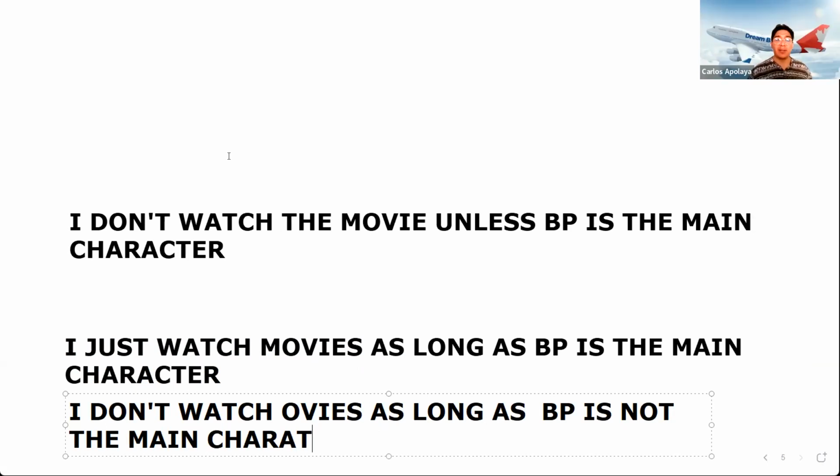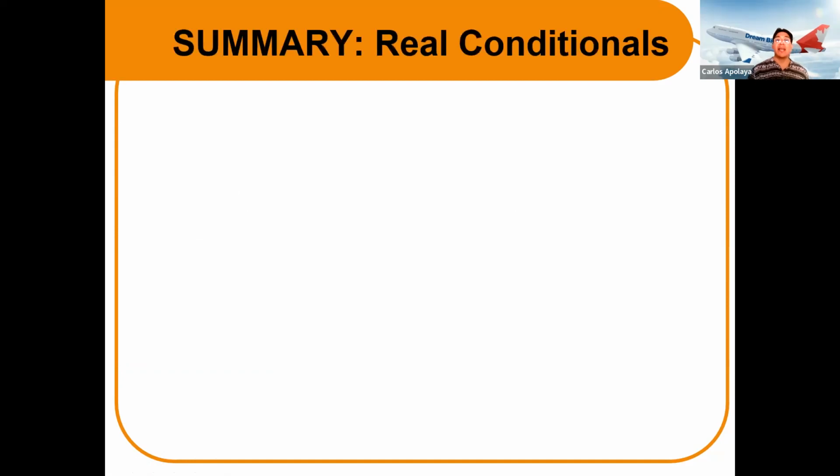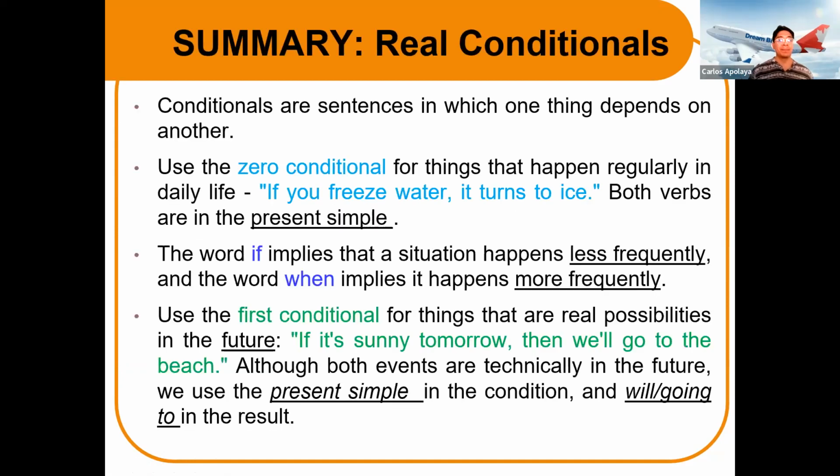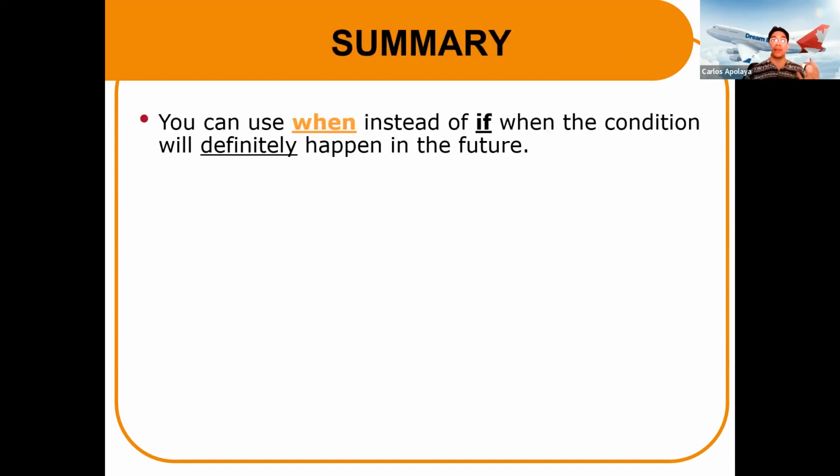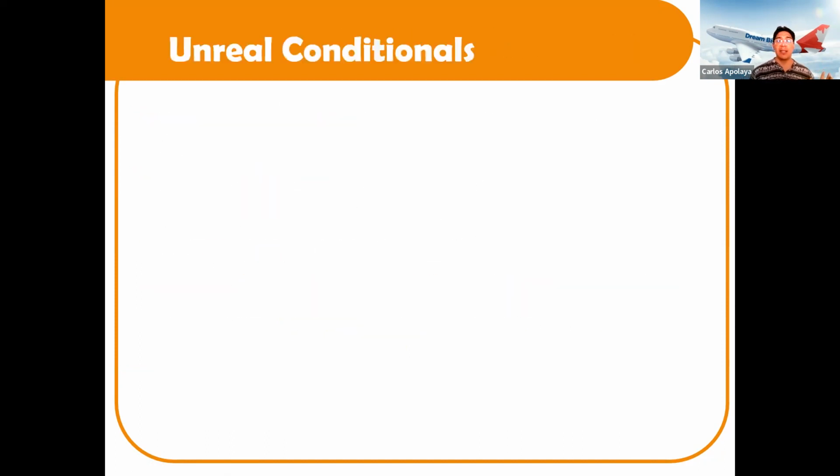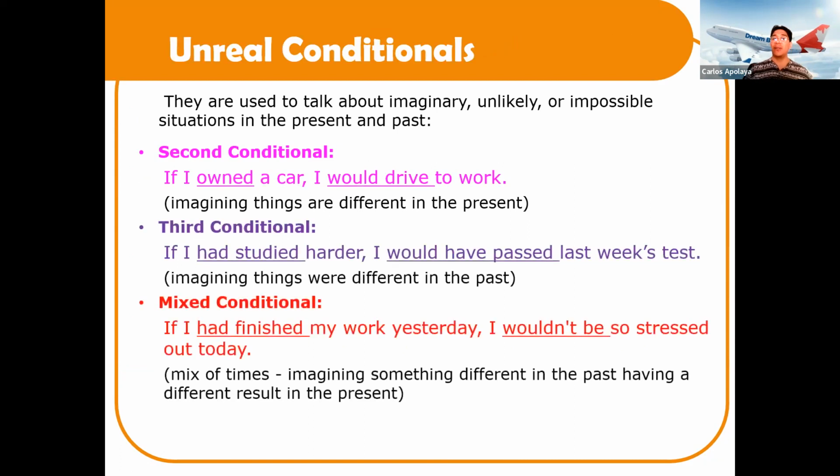Let's continue. So we remember, how do you say siempre y cuando? As long as. As long as, what else? Providing, providing that, and if, but only if. Great. Summary, real conditionals. You have here the future, the summary here: unless, as long as, providing that. Now we discuss the second, third, and mixed conditional.